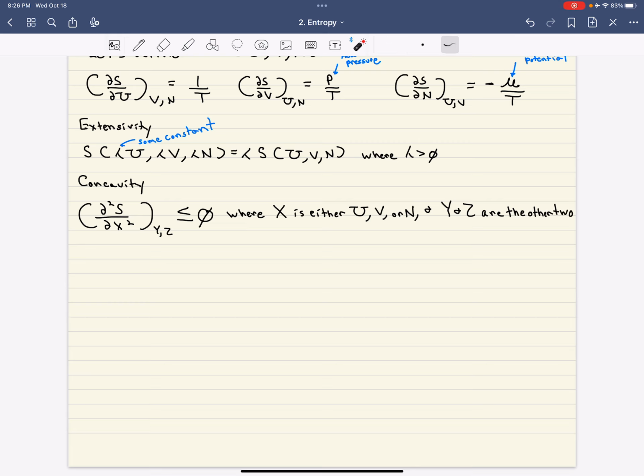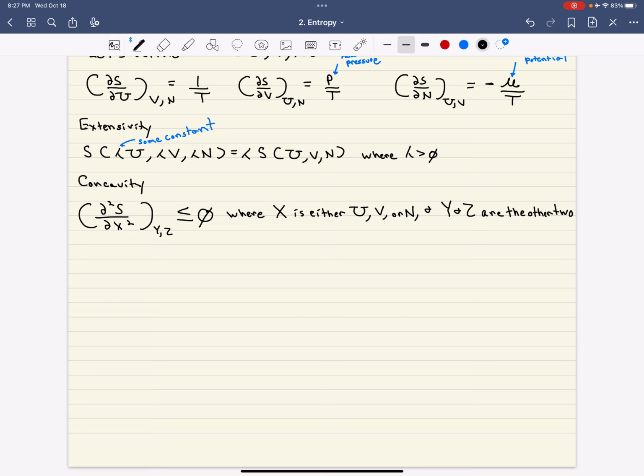And so what this statement is saying is that we know that when a system reaches equilibrium, the entropy is maximized. And so if you're looking at the maximum of some sort of function, the second derivative of that function with respect to a variable should give you a negative number. So that would tell you that you're looking at a maximum.